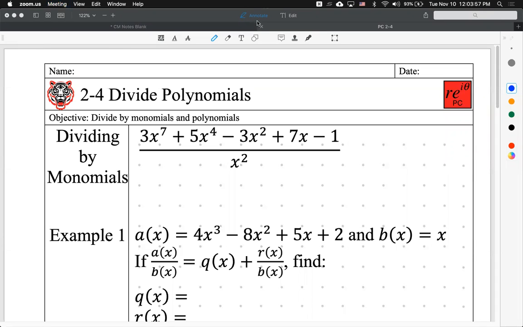We are in Precalculus lesson 2-4, dividing polynomials. Today's date is November 10th, 2020. Our objective for the day is to do what?